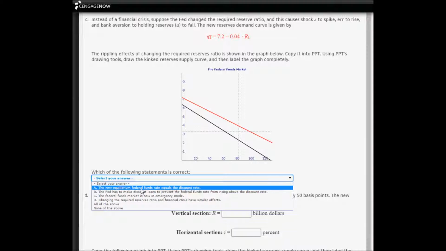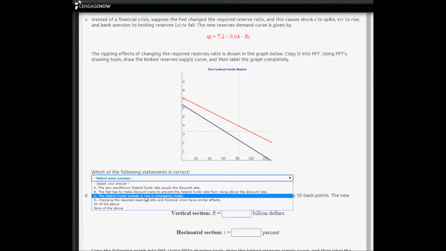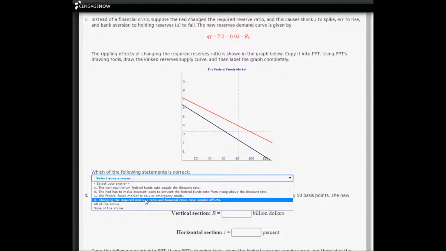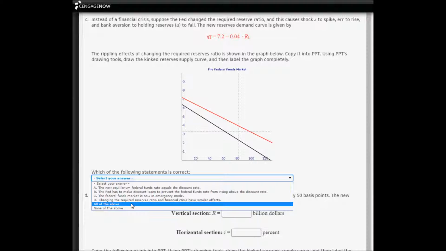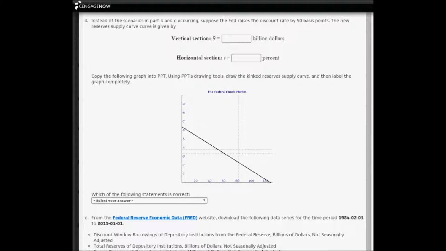The new equilibrium federal funds rate equals the discount rate. That is true. The Fed has to make discount loans to prevent the federal funds rate from rising above the discount rate. That is true. The federal funds market is now in emergency mode. That is true. Changing the required reserve ratio and financial crisis have similar effects. That is true. All of the above.